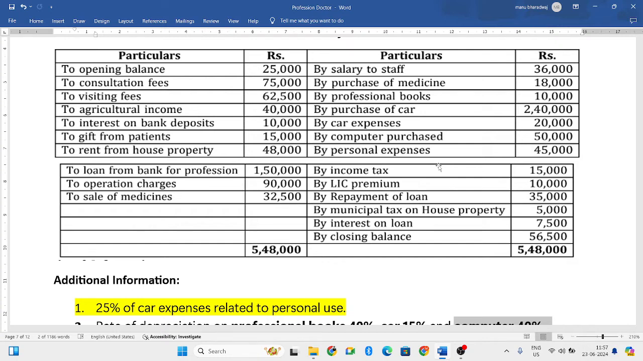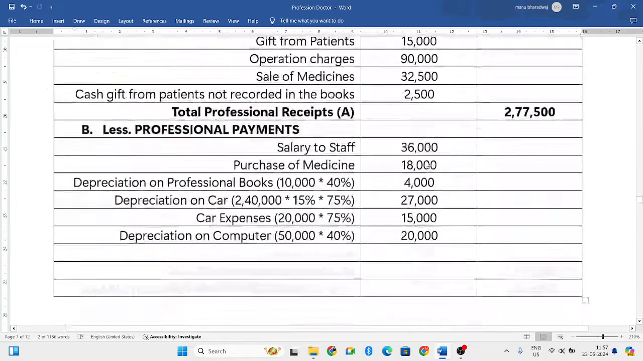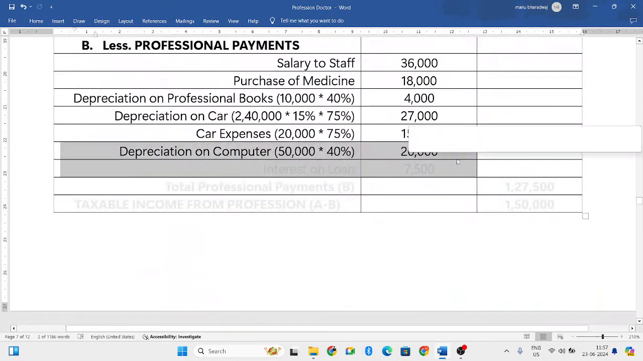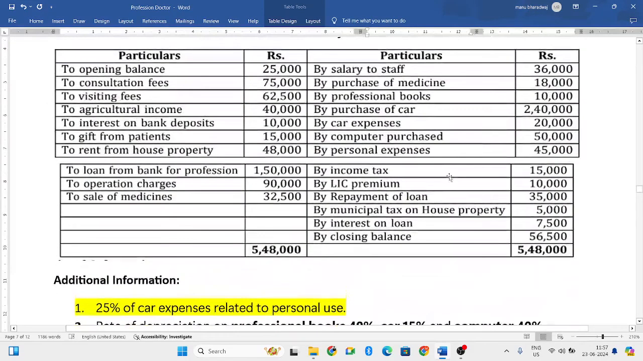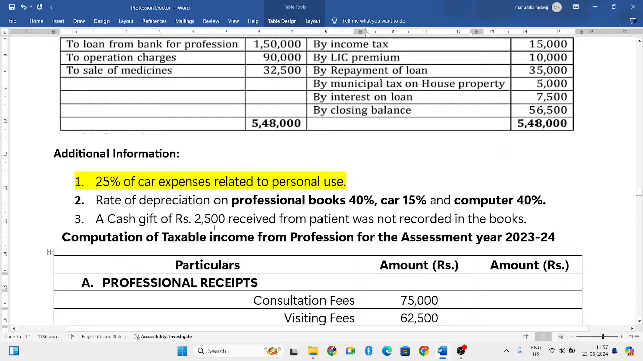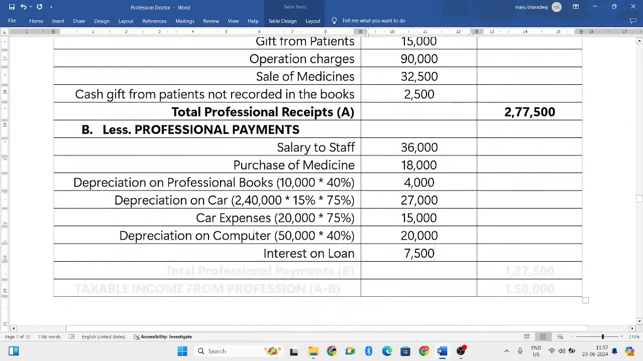Next is municipal tax on house property. It again comes under income from house property. So just ignore this municipal tax on house property. Interest on loan. Yes, interest on loan is a revenue expenditure. Interest on loan we will consider. So interest on loan is 7,500. Next, closing balance. Ignore the closing balance. Anything in the additional information? Nothing is there in the additional information.